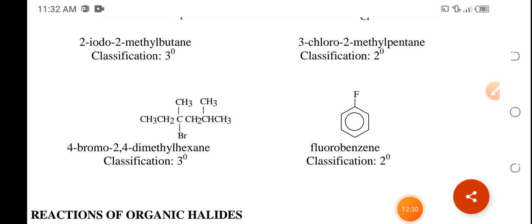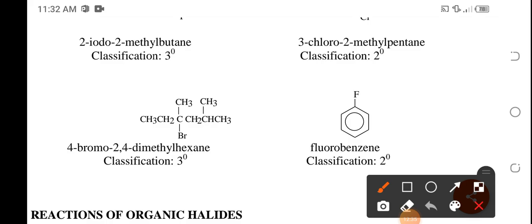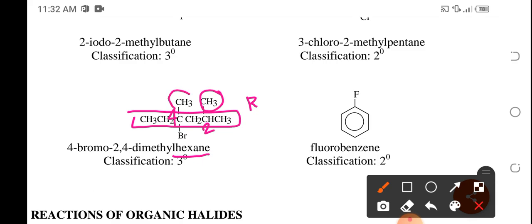Okay. The next is 4-bromo-2,4-dimethylhexane. So we have this as a parent chain. It has 6 carbon atoms, so that's hexane. It is numbered from right to left. So this is carbon number 2 and this is carbon number 4. On carbon number 2, we have CH3, and on carbon number 4, we also have CH3.